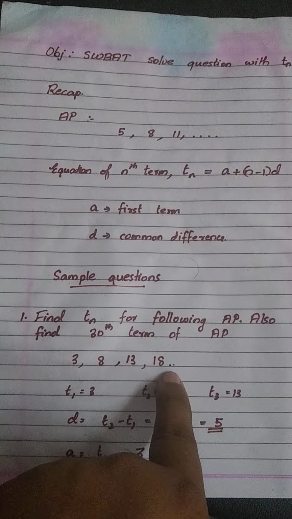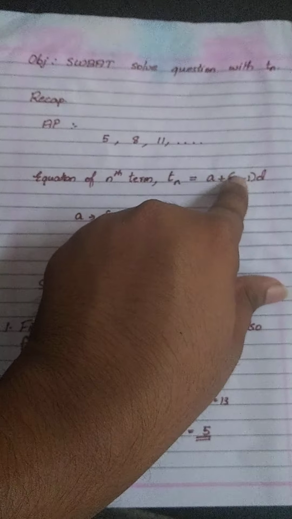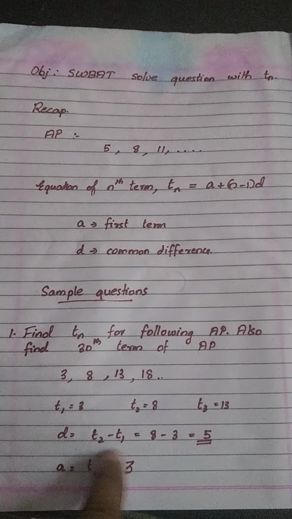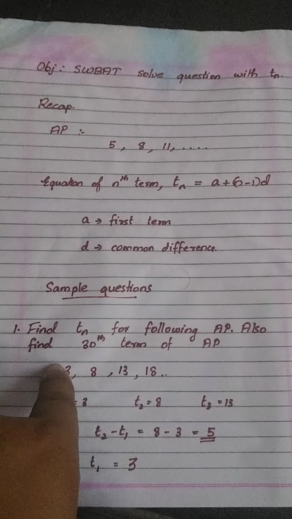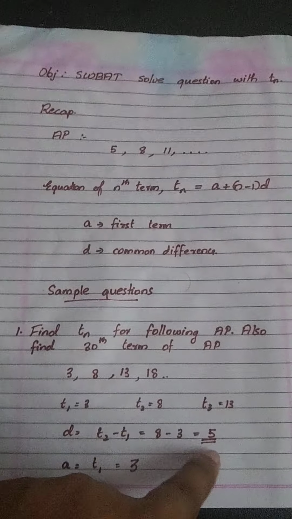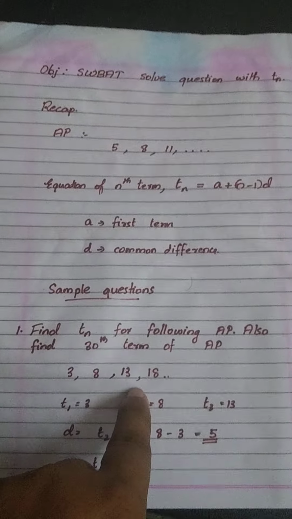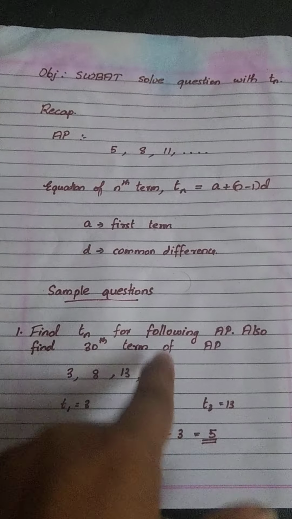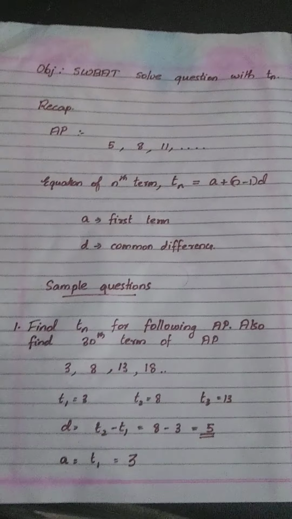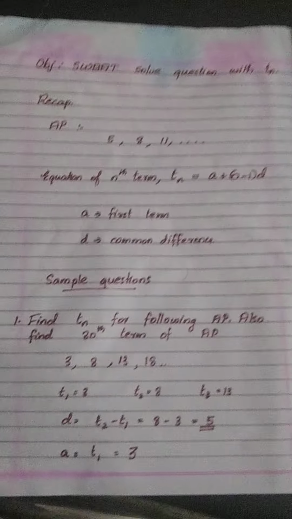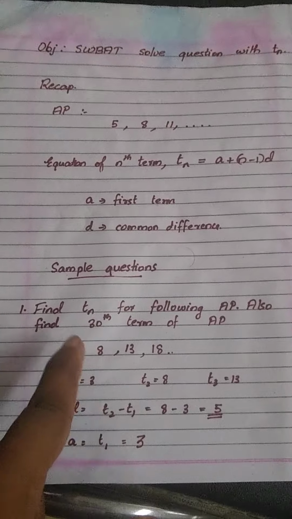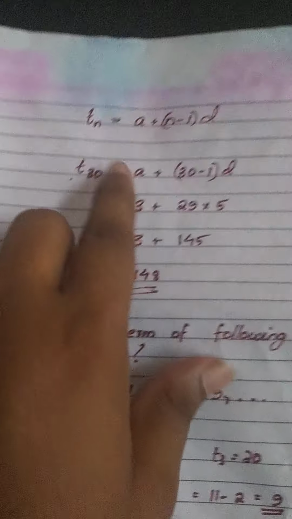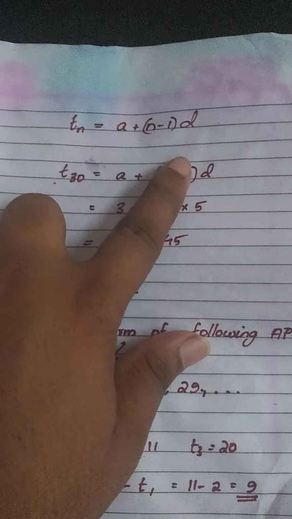So Tn is a plus n minus 1 into d. First we need to find d. d is T2 minus T1, second term minus first term, so we get 5. This can also be T3 minus T2, or T4 minus T3. So you get d, the common difference. And a is the first term, that is 3. Next, we move forward. Tn is equal to a plus n minus 1 into d.